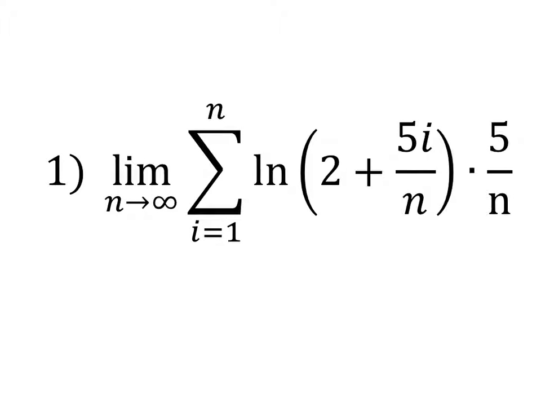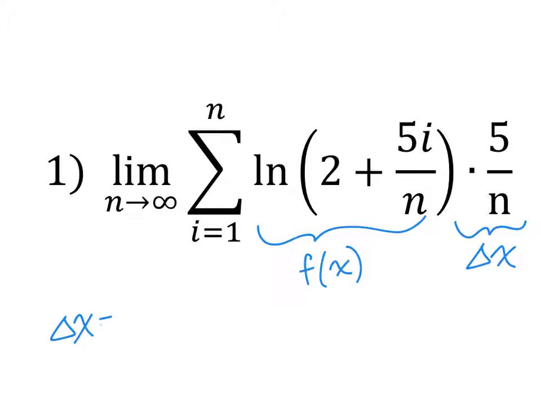Let's look at this question. Change this into a definite integral. First part, try to figure out delta x. What is delta x? Which part is delta x? 5 over n. Okay, and that means this is f of x. All right, so delta x is b minus a over n, which is 5 over n.